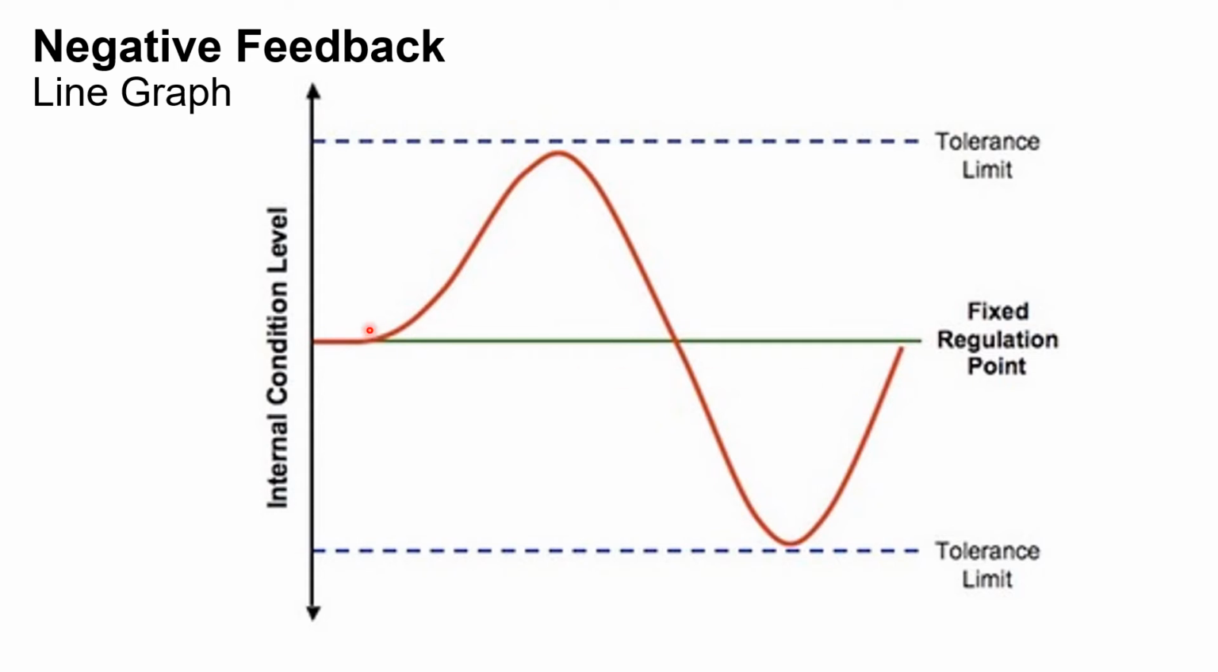So you can see negative feedback returns the condition back to that regulation point, whether it's too high and it brings it back down, or whether it's too low and it brings it back up. The key for negative feedback is you're changing direction to get back to this regulation point, whether from above or from below. Homeostasis in our body is maintained through negative feedback almost all the time.